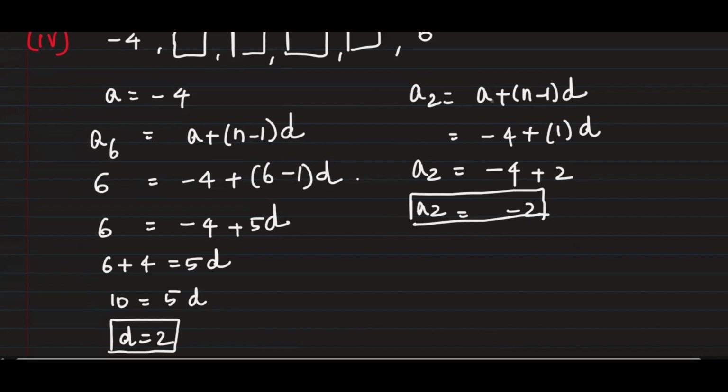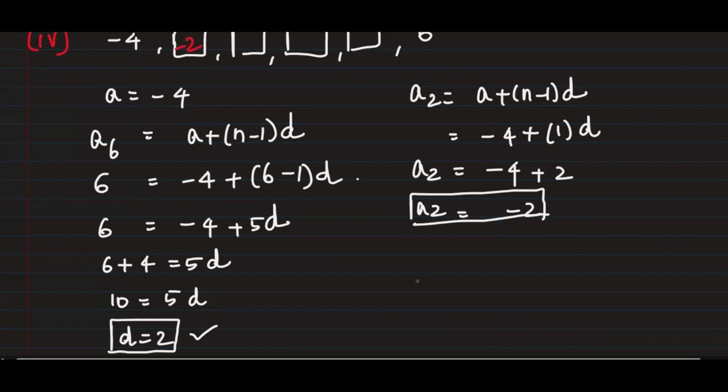Again, I'll repeat. A2 is equal to A plus n minus 1 into D. Okay, the value of A is negative 4. Negative 4 plus n is 2. 2 minus 1 is 1. So 1D basically. So here D value is actually 2. So minus 4 plus 2, the value will become minus 2. Clear? So in the first box, we can write the value as minus 2. So the value of the second term is minus 2.